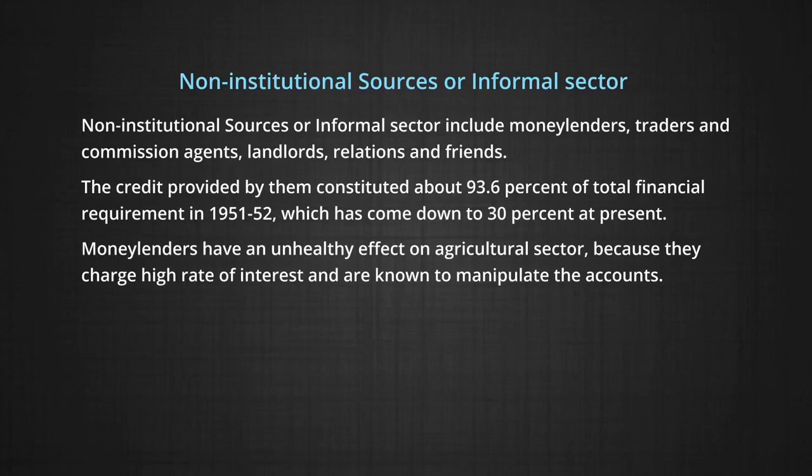Money lenders have an unhealthy effect on agricultural sector because they charge high rate of interest and are known to manipulate the accounts. In the event of non-payment of interest and loan, they acquire the lands of the farmers. Besides, they tend to exploit labor by making them work without paying wages. Moneylenders were the principal source of rural credit at the time of independence. With the development of banking and other financial institutions which provide credit at competitive rates and are easily available, the money lenders are no longer an important source of credit in the rural economy now.